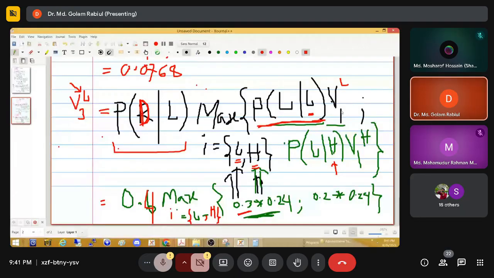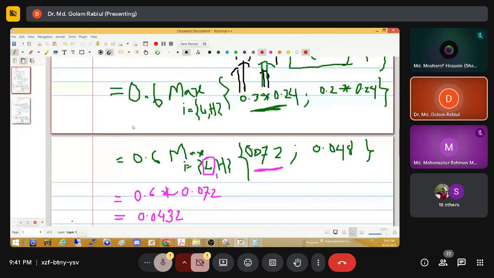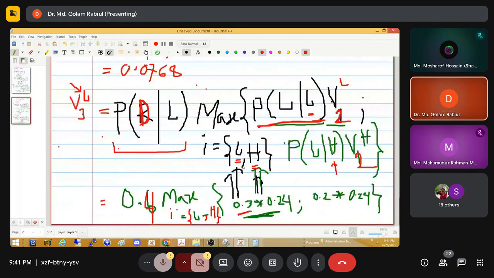And this time, this is not the V1, actually V2. We have to consider V2. But V2L, we have to consider V2L. V2L is equal to 0.0432.